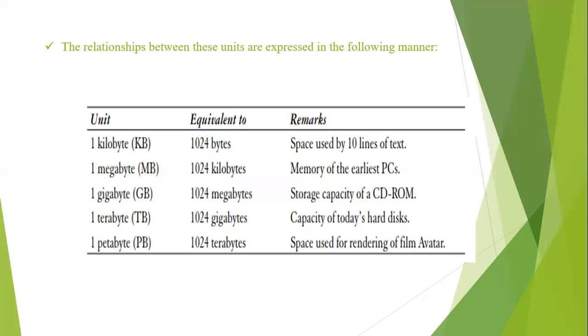So, starting with bit, byte, and word. 1 bit is equal to 0 or 1. 1 nibble is equal to a group of 4 bits. 1 byte is equal to a group of 8 bits. Then 1024 bytes is equal to 1 kilobyte. 1024 kilobytes is equal to 1 megabyte. 1024 megabytes is equal to 1 gigabyte. 1024 gigabytes is equal to 1 terabyte. 1024 terabytes is equal to 1 petabyte.